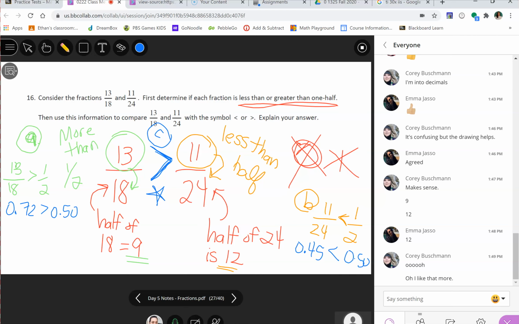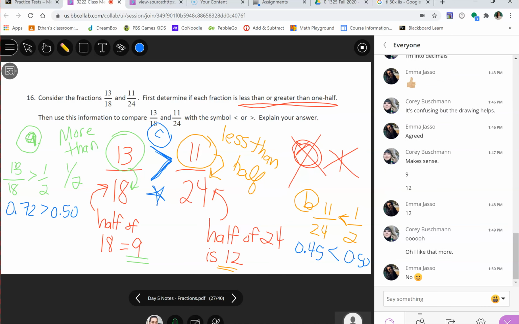Okay. Any questions on that before I navigate away from this and we talk about order of operations and equations? Okay, so here we go.